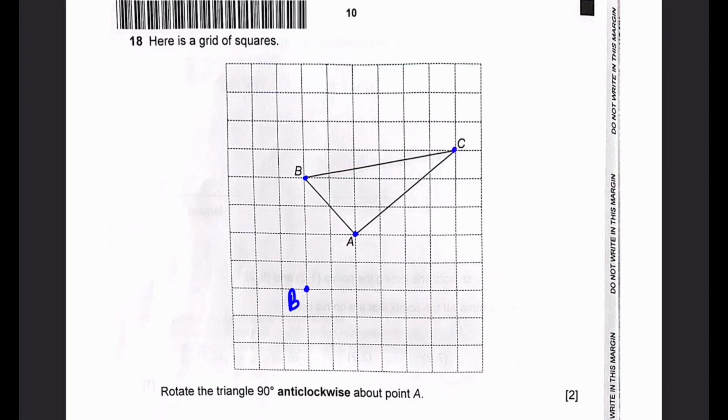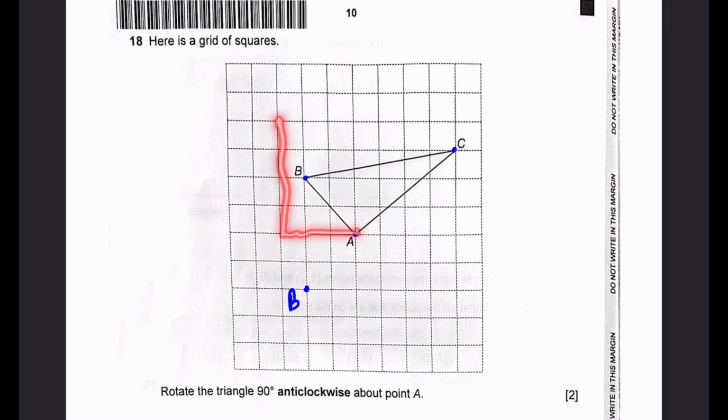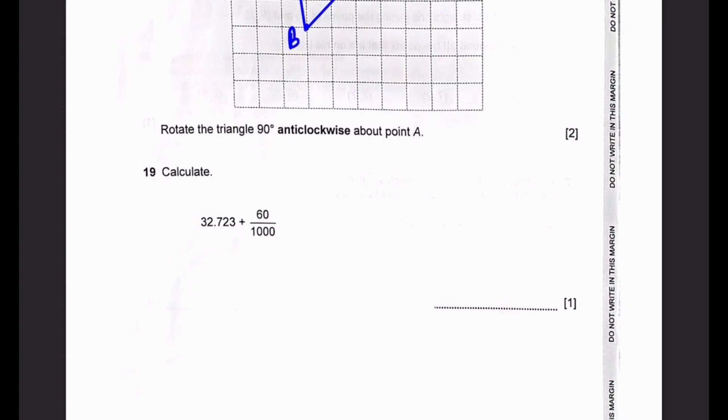Now for point C, this point is 3 up and 4 right from point A. So now this 3 up will become 3 right, and 4 right will become 4 up. So it'll go up there. And that is point C. We can label that. And now just connect the dots to draw our triangle. That's the answer.